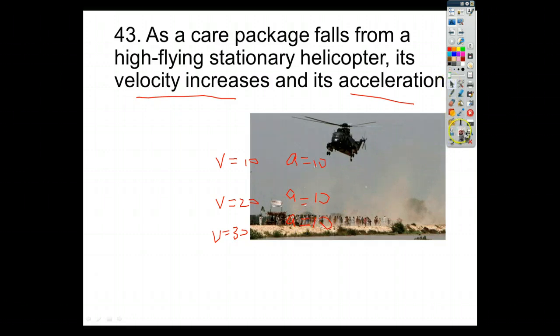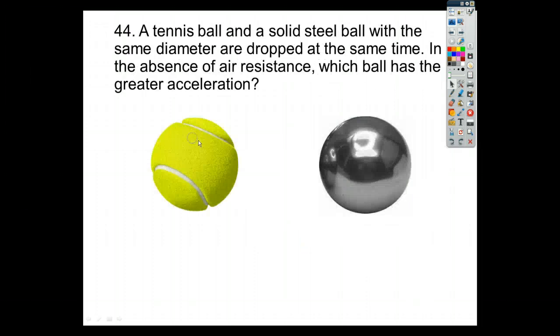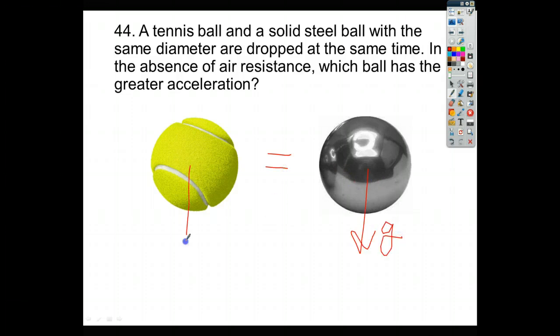Number 44, this is the last one, a tennis ball and a solid steel ball with the same diameter dropped at the same time. In the absence of air resistance, which ball has a greater acceleration? Neither. They both have the same acceleration. Both of them have an acceleration equal to gravity. They don't have the same force. This one has more force, but they both fall with the same acceleration. So this one would be exactly the same.